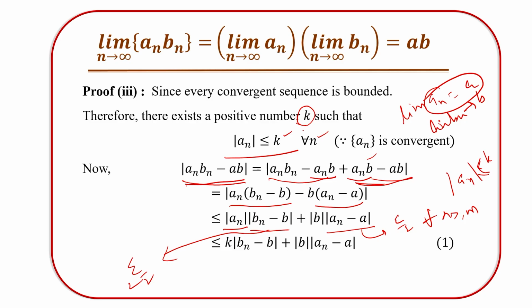Since An is a converging sequence, we have already shown that there exists a real number k, a small k. Hence modulus of An is going to be less than this small k, times modulus Bn minus B, and modulus B times modulus An minus A.